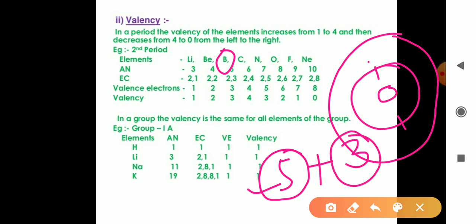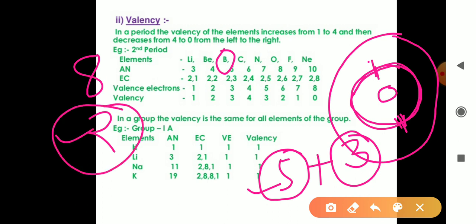So if it donates these 3, then the outer shell becomes this first one, and this first one contains a total of 2 electrons. So valency is the number of electrons to maintain either an octet or a duplet, that is, either 8 electrons or 2 electrons in the last shell. So here, if it donates 3 electrons, then the outer shell contains 2 electrons and it completes its duplet, and therefore it donates these 3 electrons, so valency is 3.